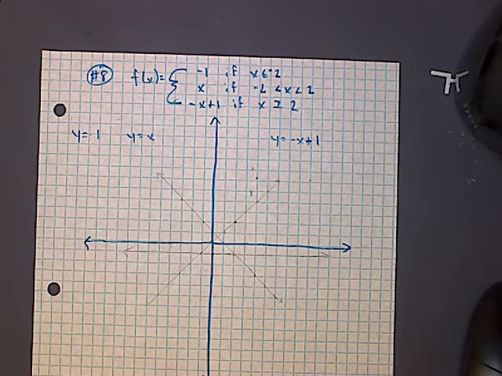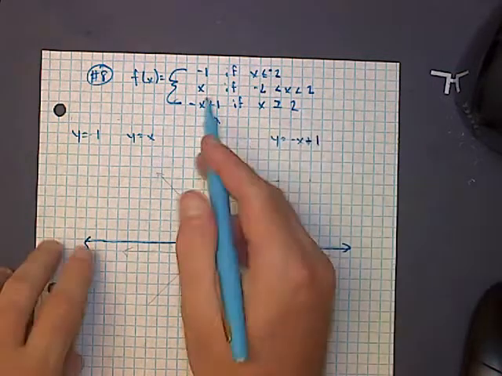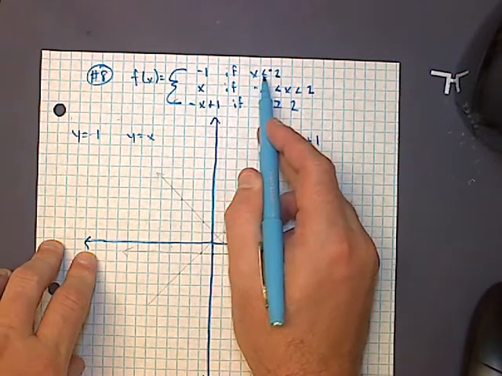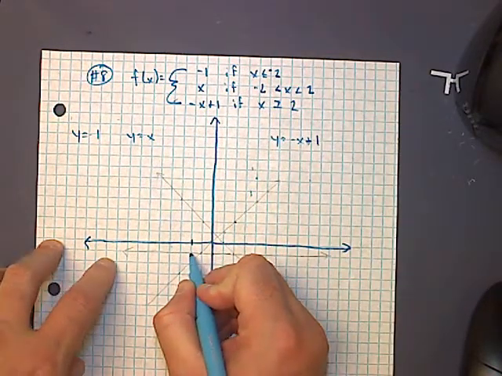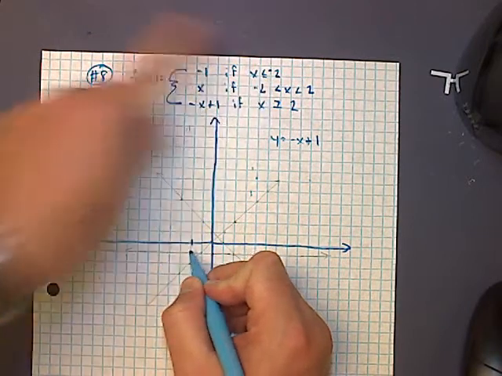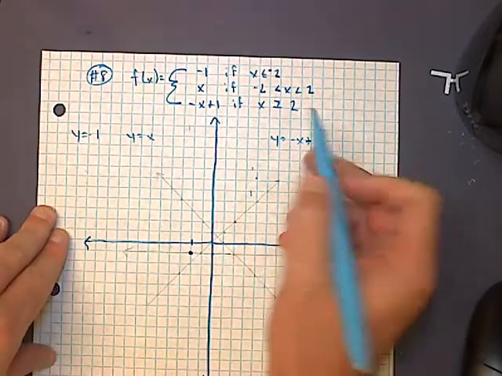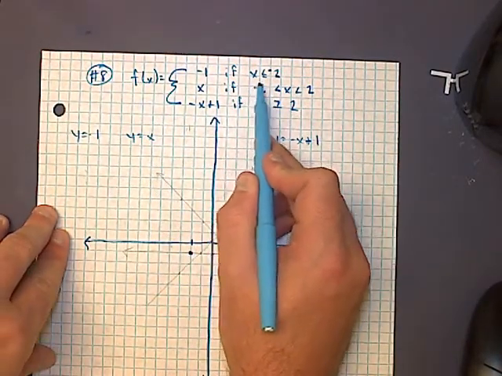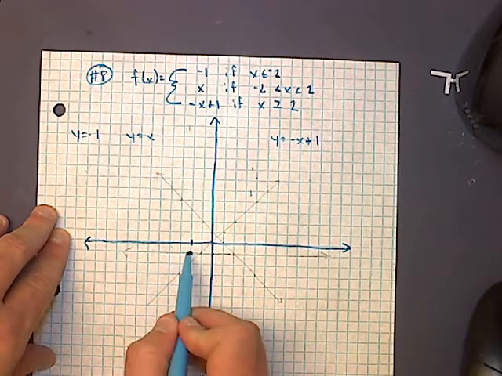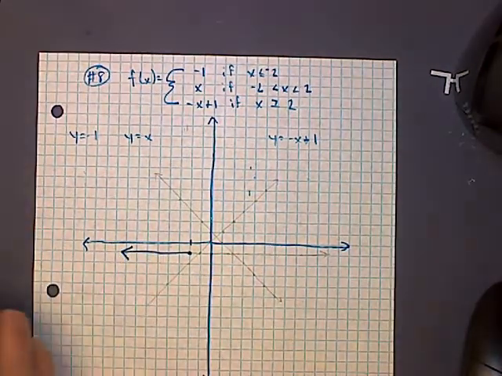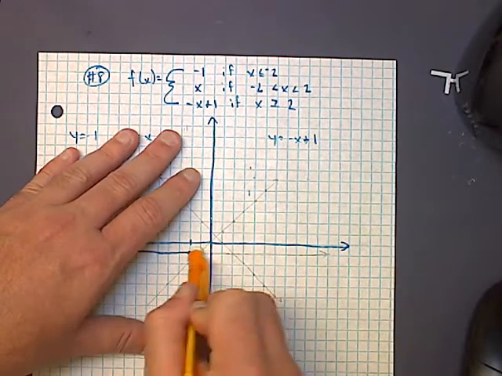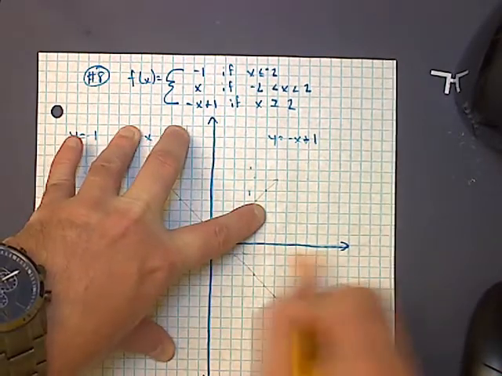Alright, so the first piece says stay on y equals negative 1 for x values less than or equal to negative 2. So I'm going to go to negative 2 on the x, go down to where I hit that function, which is a less than or equal to, so a closed dot. It says for all x values less than or equal to negative 2, well that is this way. The part of the function that's this way is this one. So I'm going to erase the other part of this function.